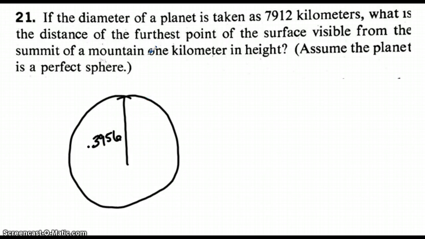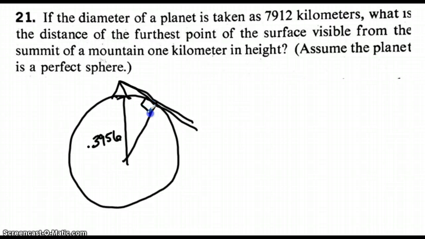All right, and then we want to see the surface visible from 1 kilometer in height. This is not drawn to scale. Say you're standing on top of this mountain, looking off into the distance, into the horizon, and you can see one spot, the farthest spot you can see. Well, that line of sight back to the planet is going to be a nice tangent line. What do we know about a tangent line to a circle and a radius? They're perpendicular.